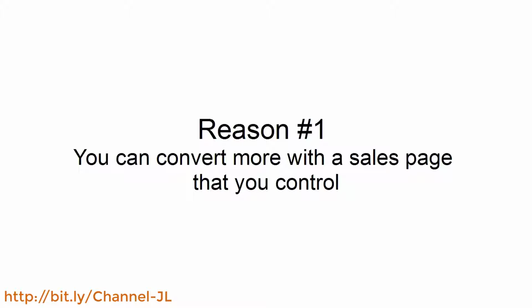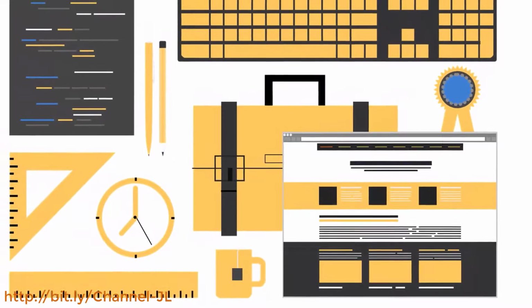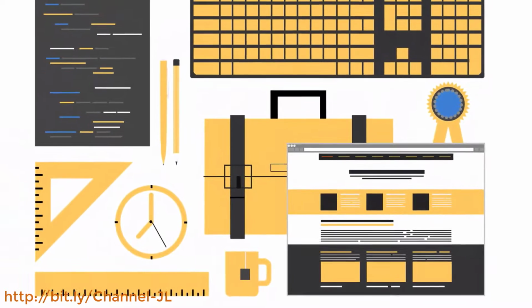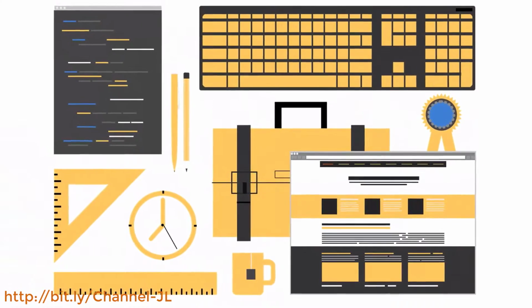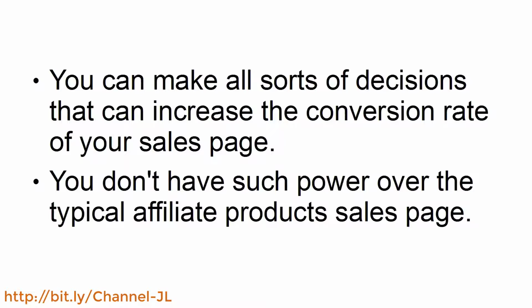Reason number 1. You can convert more with a sales page that you control. When you sell your own product, you are in full control of the sales page selling that product. You can focus on certain emotions. You can position the product in a certain way. You can make all sorts of decisions that can increase the conversion rate of your sales page. You don't have such power over the typical affiliate product sales page.